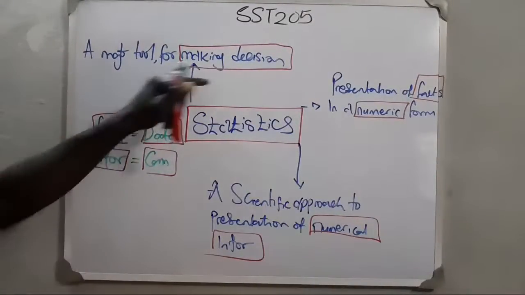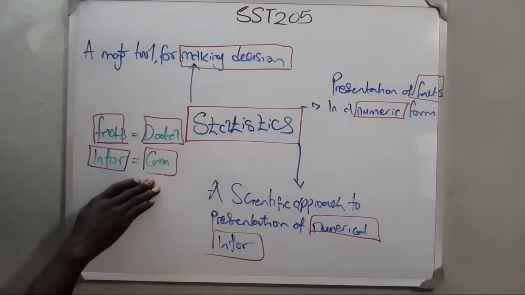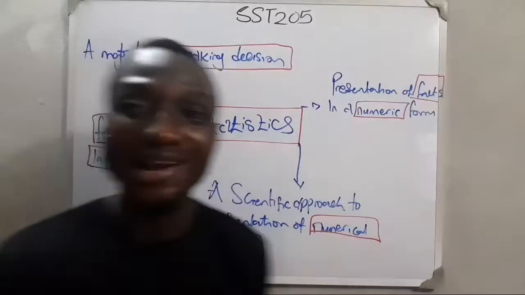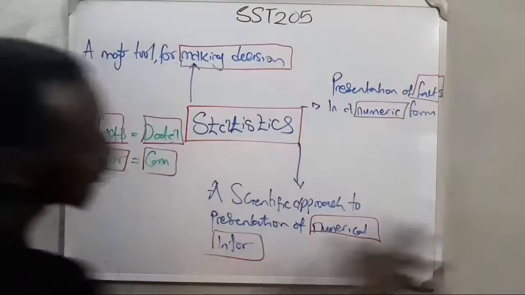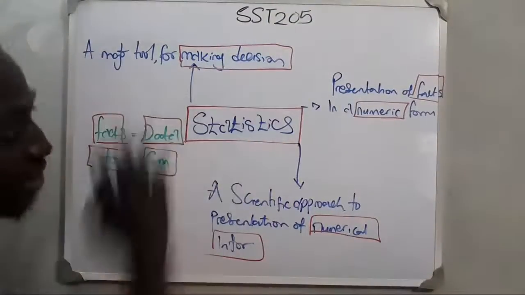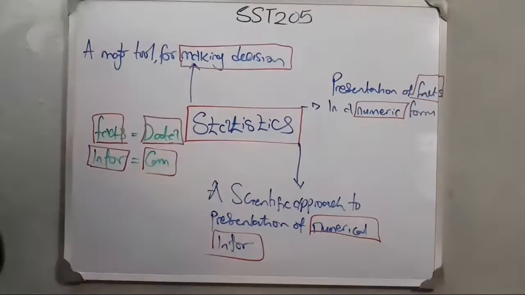And why do you make decisions? Because you have something in mind to achieve. Why do you need to communicate? Because you have an idea to pass. So you can see how all these things revolve around and come together, and you see why it is important. Statistics is okay.